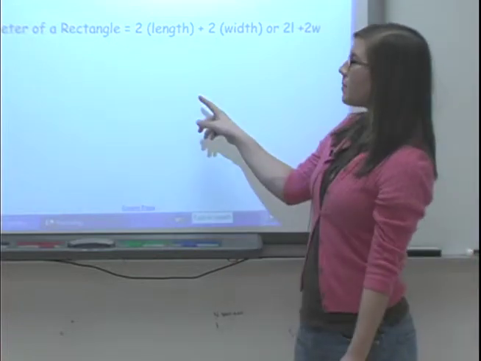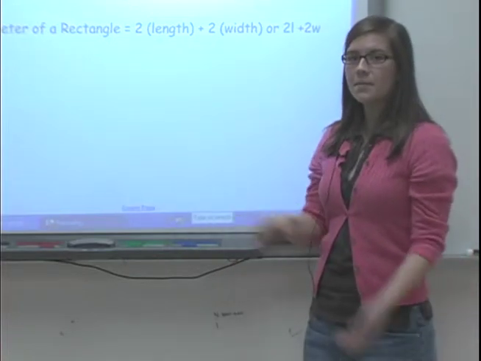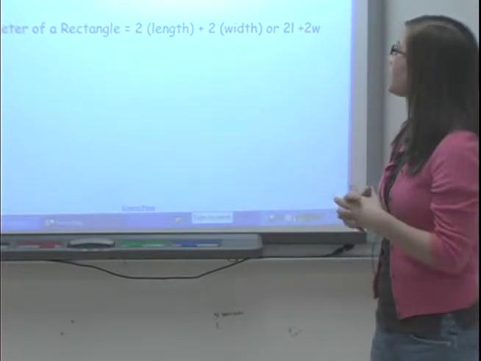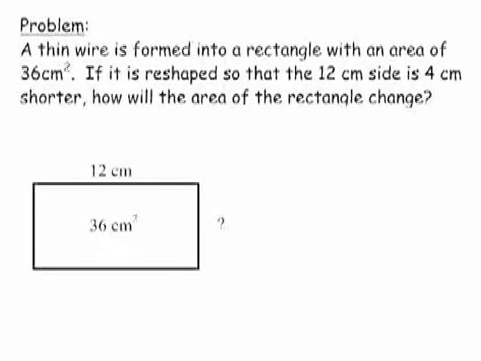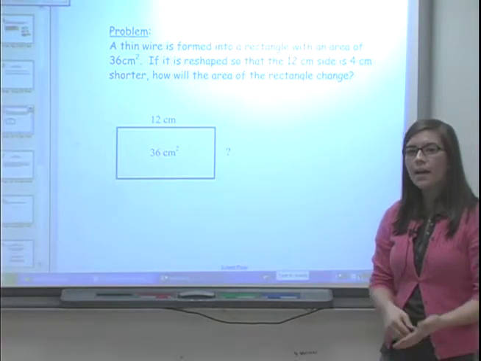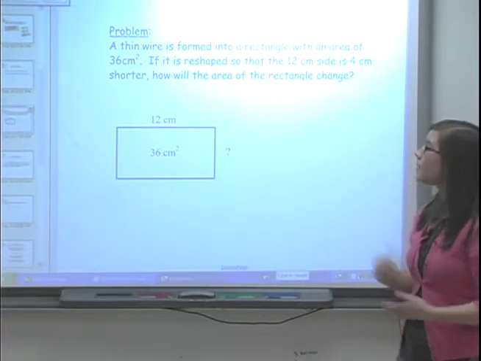Some basic things to remember: the area of a rectangle is going to be the length times the width, or the width times the length, however you prefer. And the perimeter of a rectangle is 2 times the length plus 2 times the width, or 2L plus 2W. Now we're going to incorporate the area and the perimeter formulas in an example problem.